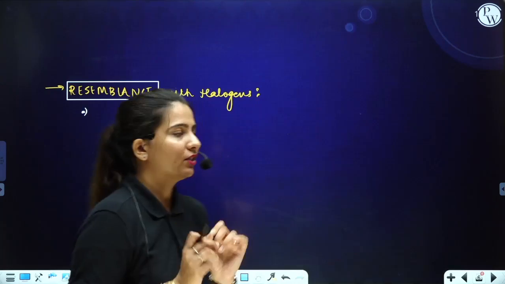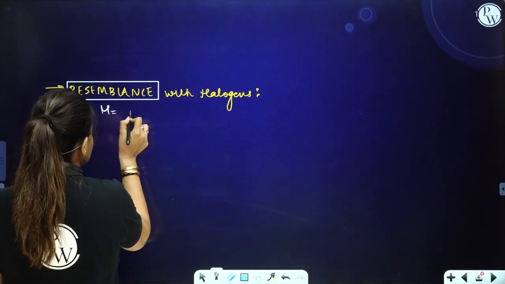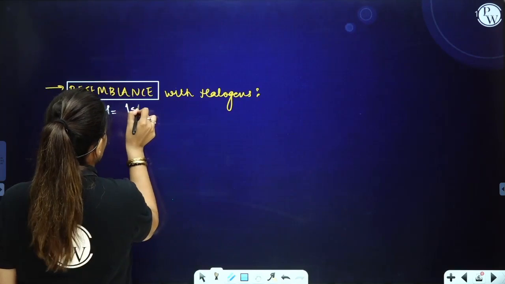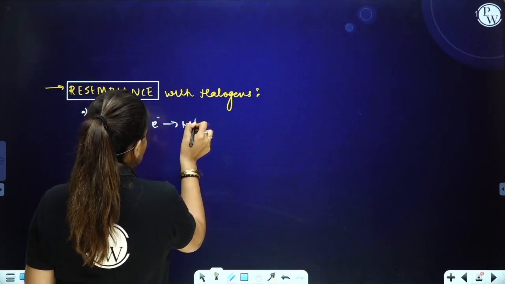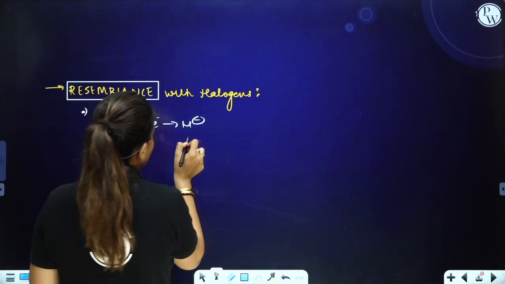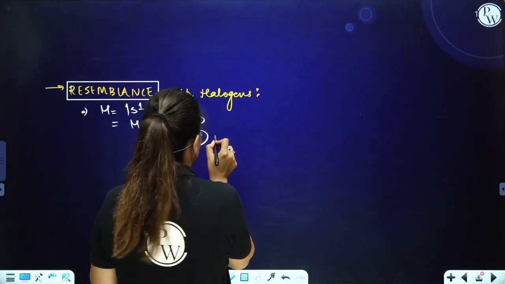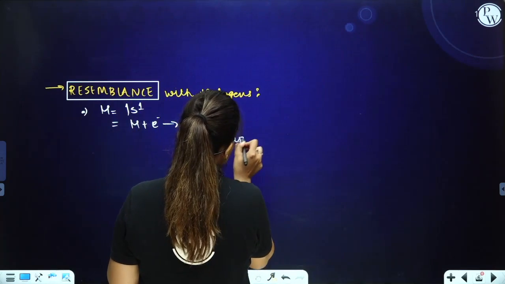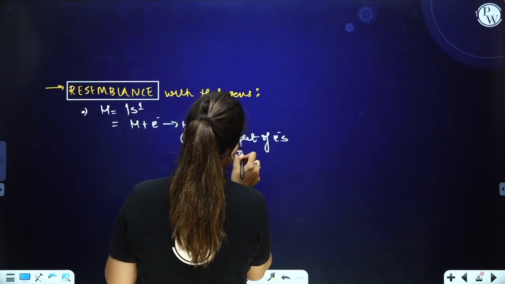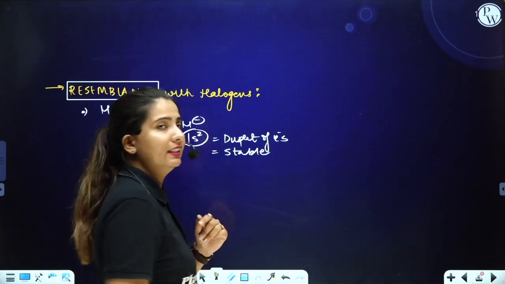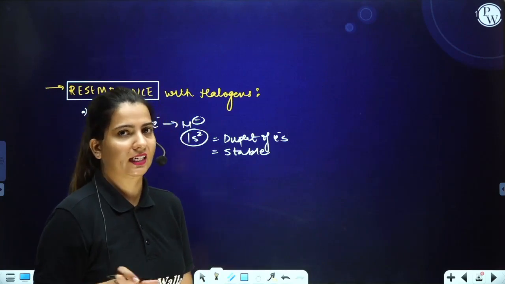But one thing which is very resembling is that hydrogen can accept one electron. It has the electronic configuration 1s1. If hydrogen accepts one electron, it forms the H negative ion. Earlier it was 1s1, now it has become 1s2. So it has achieved the duplet of electrons, and a duplet is considered stable. Like the octet, there is the duplet also, both are considered stable, okay.